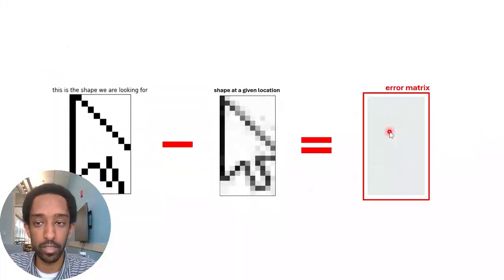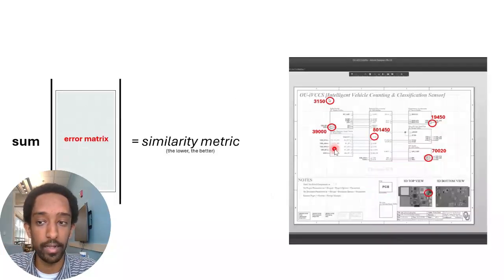So the way we do this is by comparing the ideal shape to the shape at that given location. And we do that by subtracting the shape at that location from the ideal shape, and we'll get an error matrix, right? So the difference between that shape and the cursor shape. And we get the sum of those errors. It tells us how similar the shapes are. And the lower that error is, the better chance that it is a cursor.